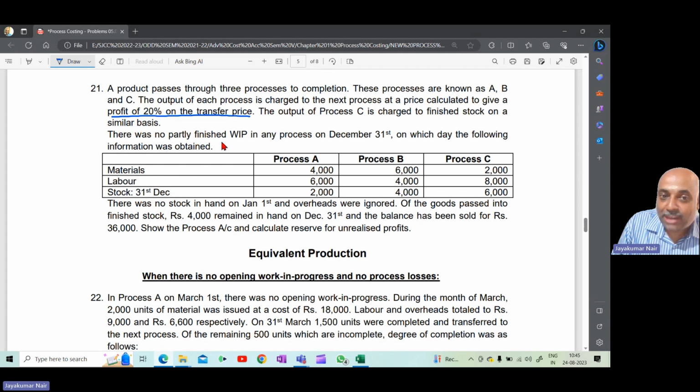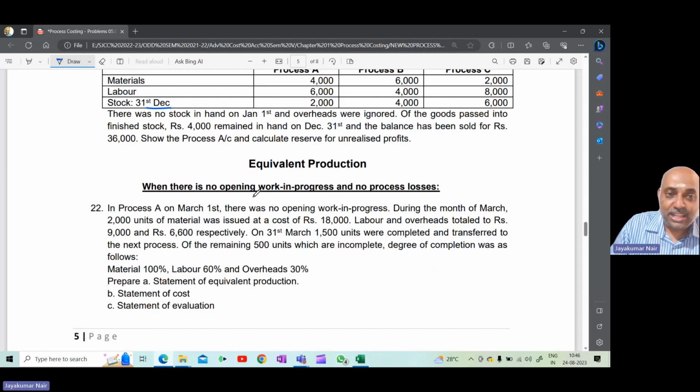There was no partly finished work in progress in any process on December 31st, on which date the following information was obtained. So they have given you: in process A, materials 4,000, labor 6,000, and closing stock 31st December 2,000. Similarly, process B: 6,000, 4,000, 4,000; process C: 2,000, 8,000, and 6,000.